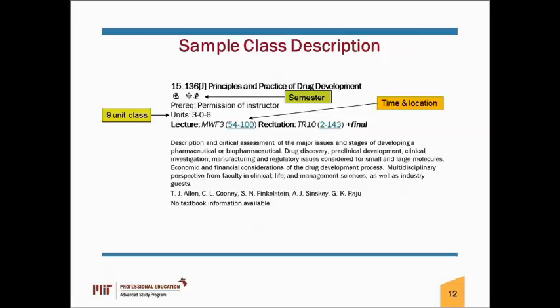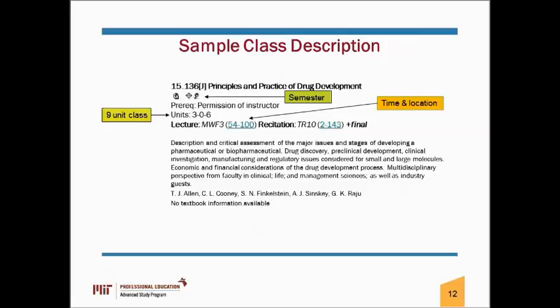So at the top, you'll see the class number and title, in this case 15136. The 15 is indicating that it's in the Sloan School of Management, also known as Course 15. Below that, the G indicates that it is a graduate level class. If it's undergraduate, that will be a U.